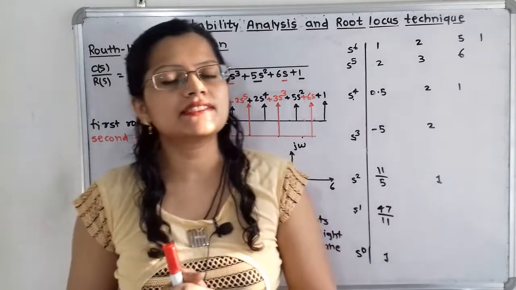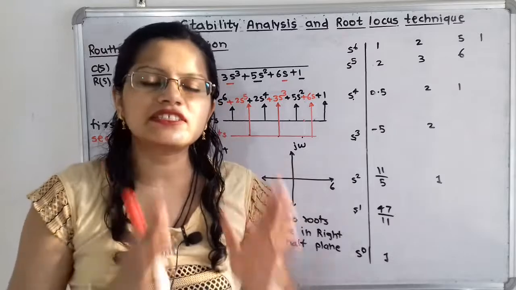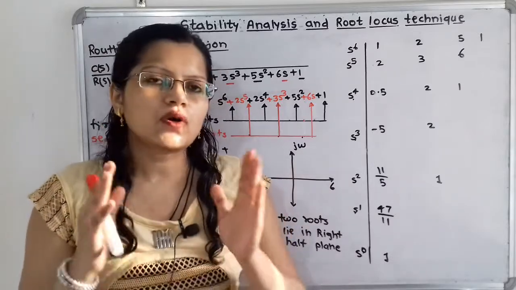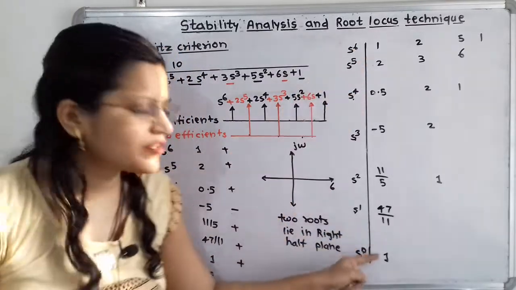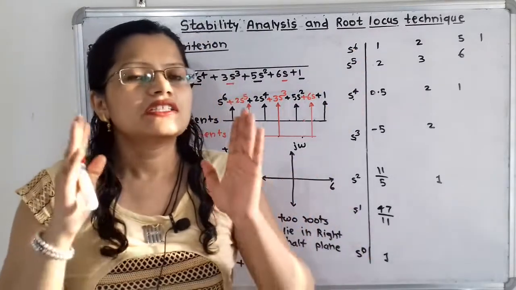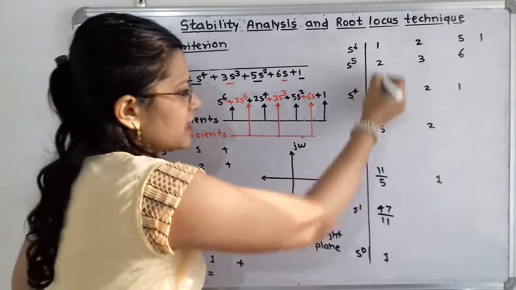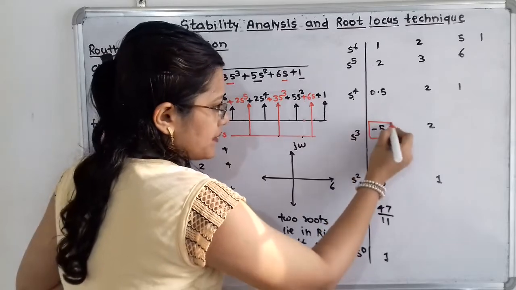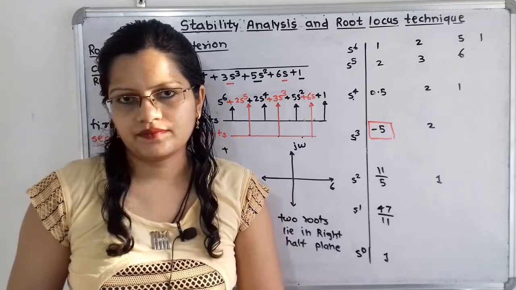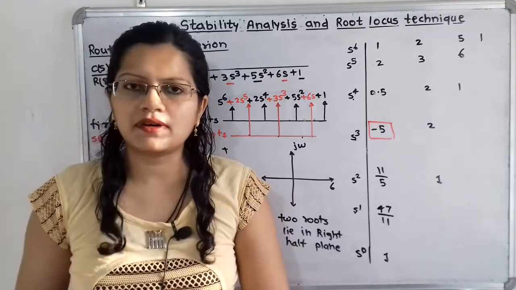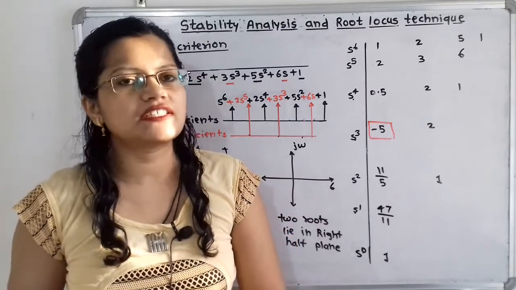Now we will apply the second step, that is the Routh Hurwitz criterion, to decide whether the system is stable or not. So what is this criterion? If the values in the first column are positive, then the system is stable. But if we observe that a negative value appears, then we can say that the system is unstable. So how is the system unstable? Now we have to find out the number of changes in sign.